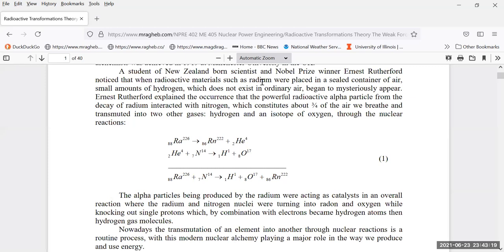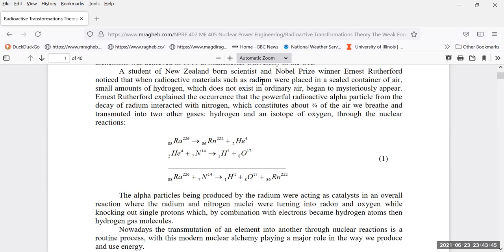And as the radium tries to reach stability, later on like lead, as I will show at the end of the chapter, it emits radiation. What it emits as radiation is alpha particles. So the scientist, Mr. Rutherford, in a jar that contained radium-226, discovered that there was hydrogen being formed.